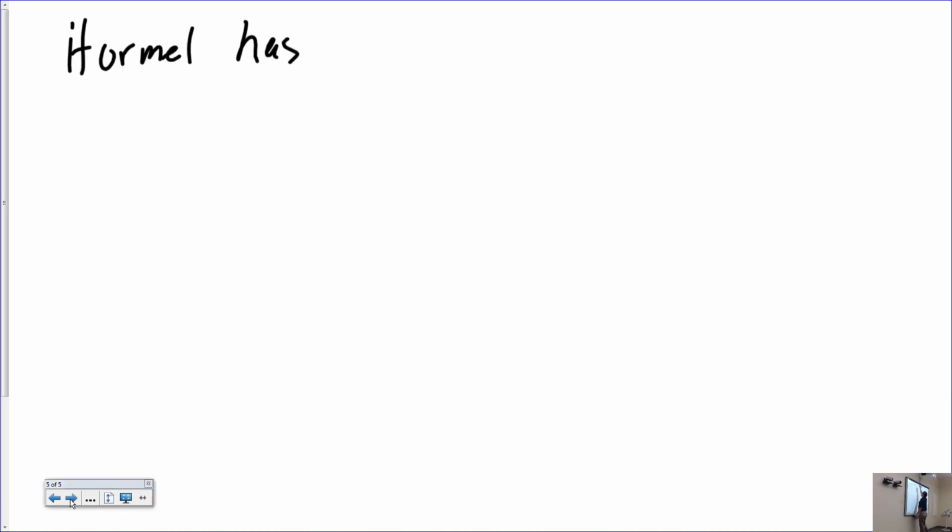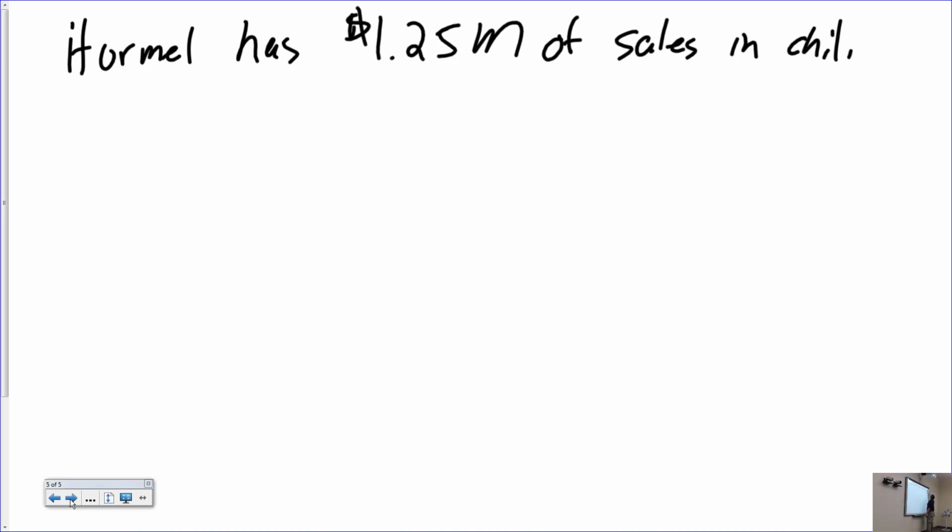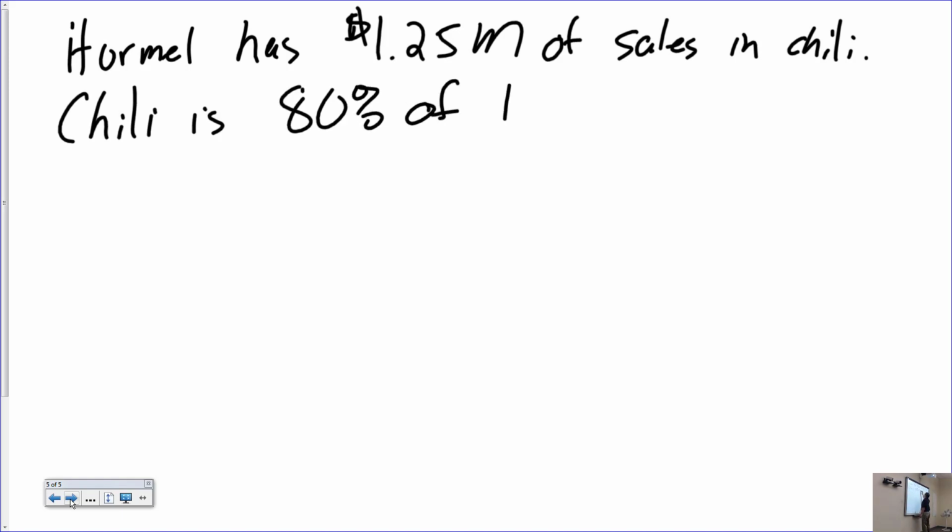Hormel has, let's say they're not quite as big as Oscar Mayer, are they? Suppose they have $1.25 million of sales in Chile. And again, this is like per week or per month or whatever it is for them. Chile is, let's say, 80% of total sales for Hormel.